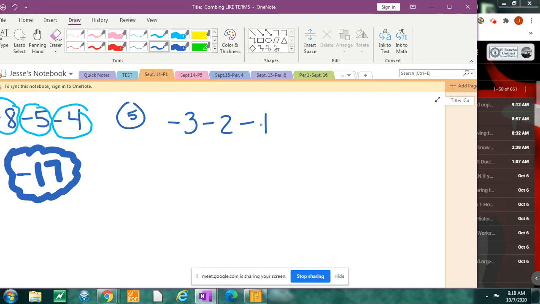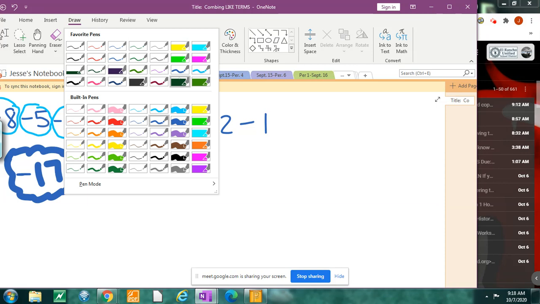So now what do I do? There's no negative negative, but mister, there's a negative here. Yeah, but it's not connected. It's a negative 3 minus 2 minus 1. So I'm just going to circle them. Okay. I'm going to go ahead and circle them.